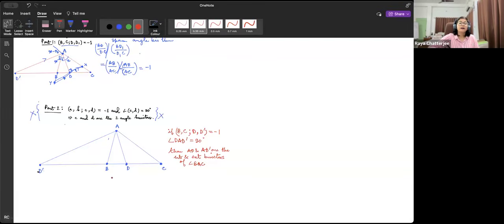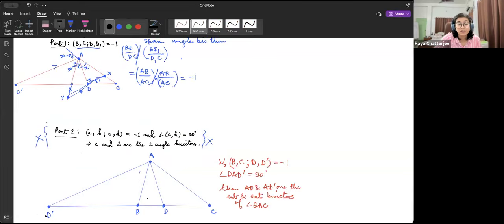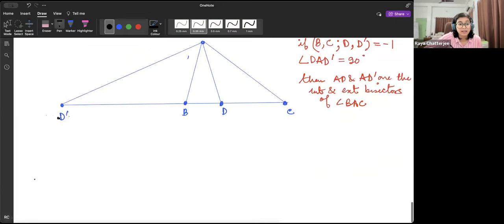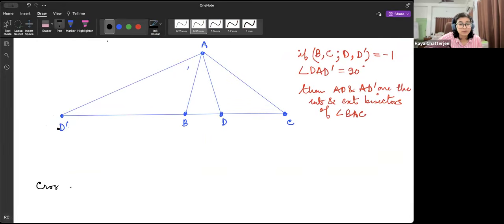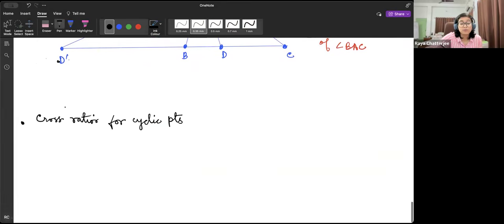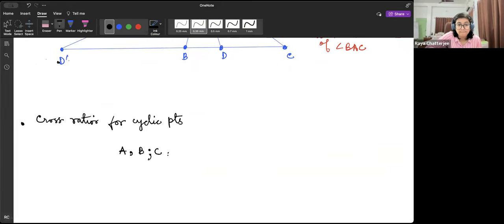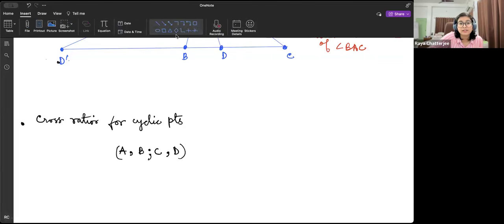All right. So we will define cross ratios for concyclic points now, because we were just doing it for linear things. Therefore, the next thing that we want to do is cross ratios for cyclic points. So if you have the points A, B, C, D on a circle and you want to look at the cross ratio (A, B; C, D), let's say you have a circle.